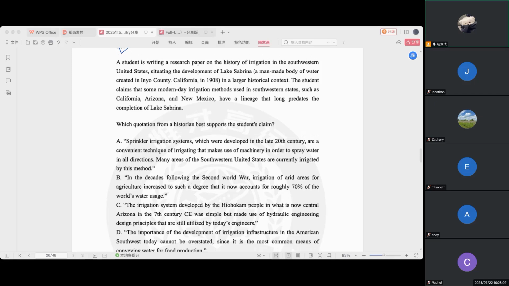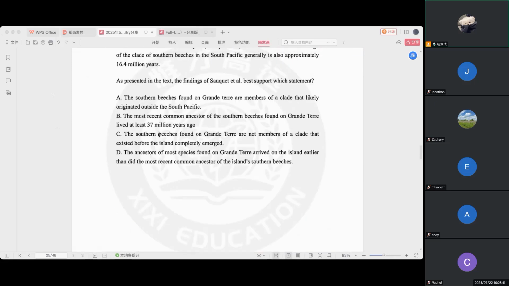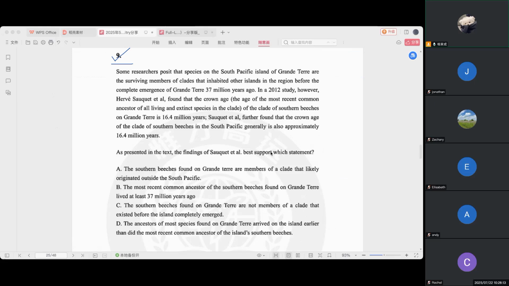All right. I think most of the students got number 10 correct. But for number 9, it's going to be a little bit tricky. So let's start from number 9. For question number 9, it says the finding fits best for which statement. So we need to identify the finding, and the finding will be this part. It says that the crown age of the clade of southern beaches is 16.4 million years.